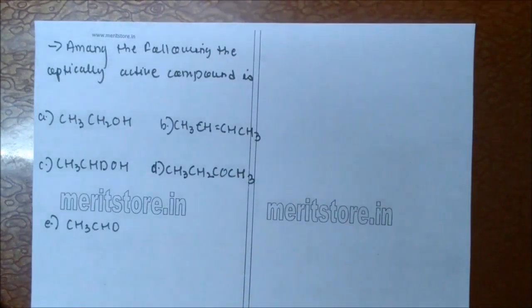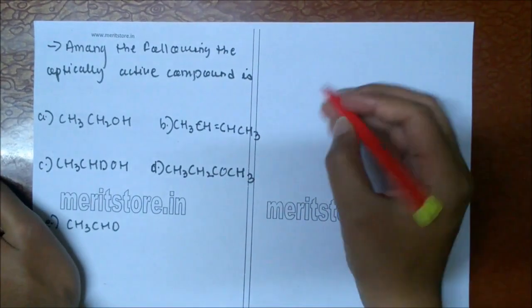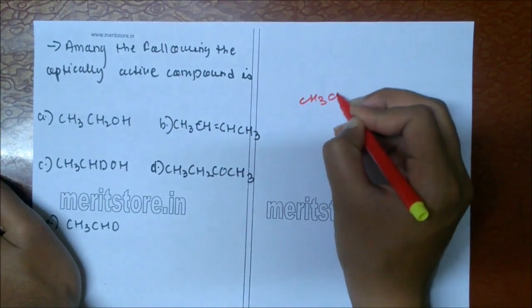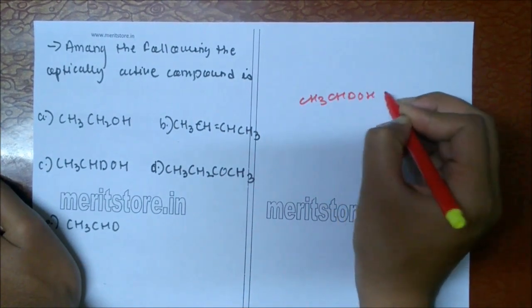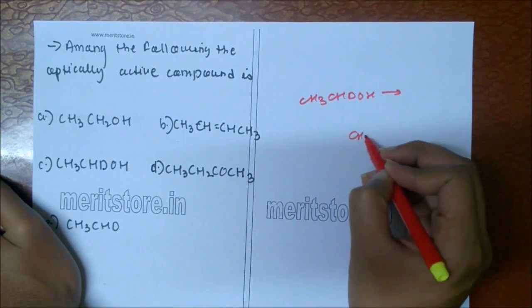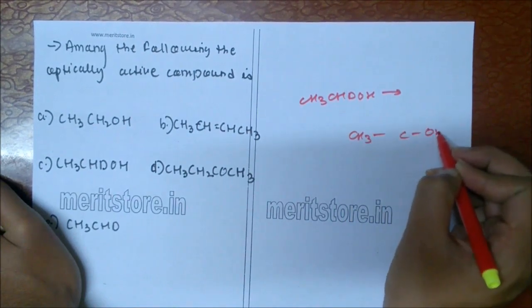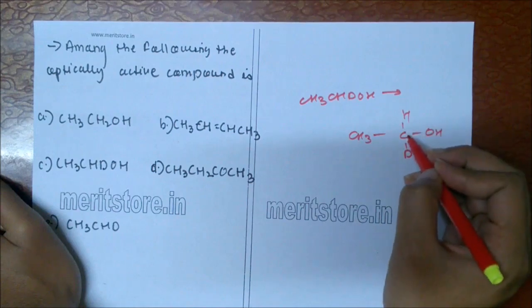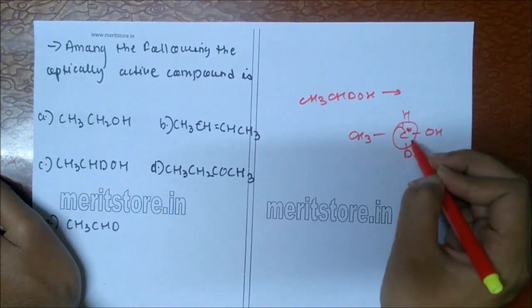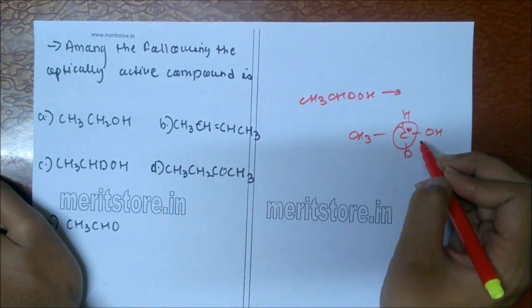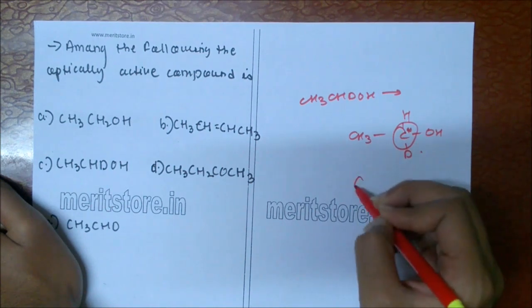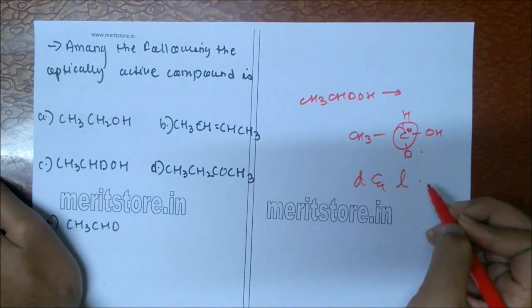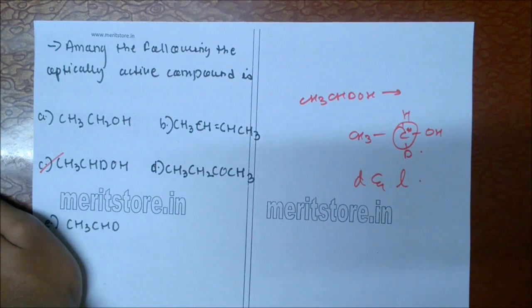Which of the following is an optically active compound? CH3CHDOH can be written as CH3-C(H)(D)-OH. It contains one chiral center, so this molecule is optically active and can be written in D and L forms, that is dextro and levo. Option C is the correct answer.